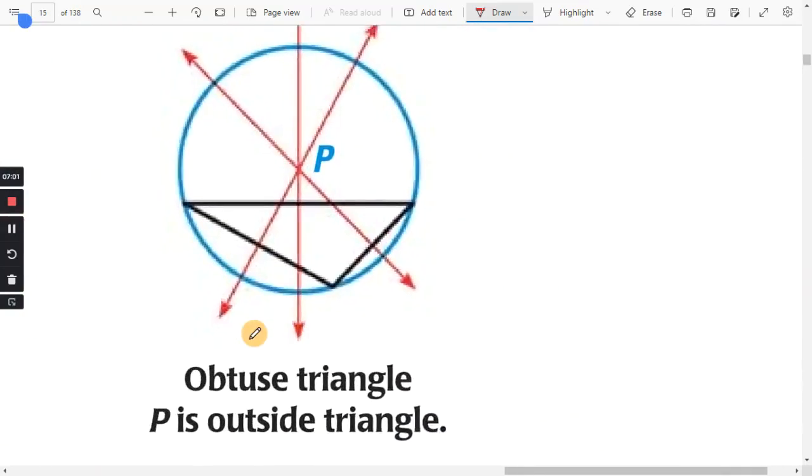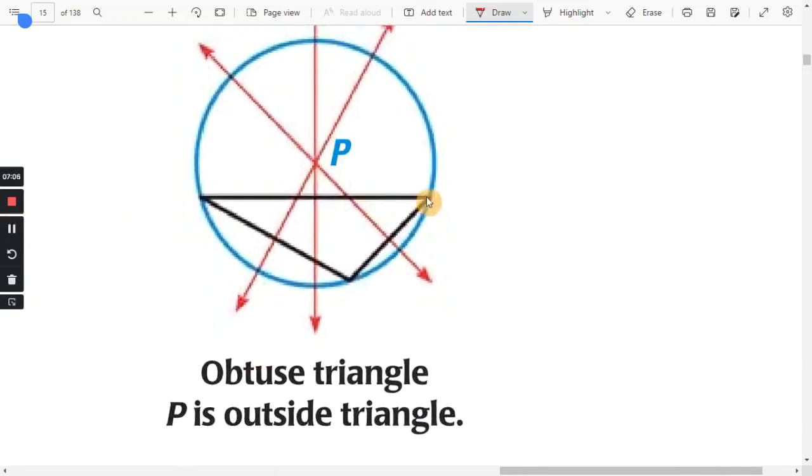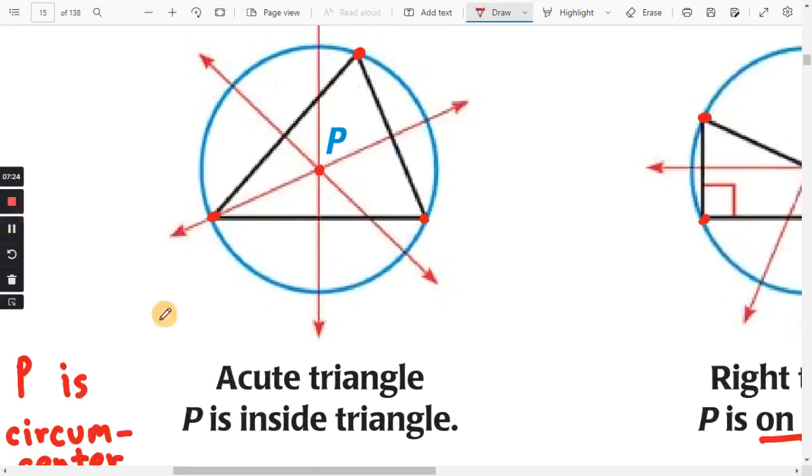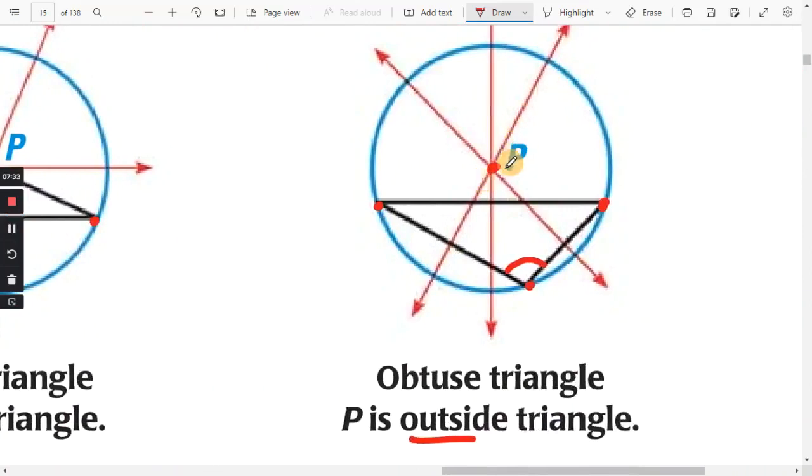Finally, for an obtuse triangle, again you draw the circle so it hits all three vertices of the triangle, and the circumcenter, where the perpendicular bisectors meet, is outside the triangle. See this angle right here? That's obtuse, that's greater than 90. So to sum it up: for the acute triangle, the circumcenter is inside. Right triangle, the circumcenter is on the triangle. Obtuse triangle, the circumcenter is outside.